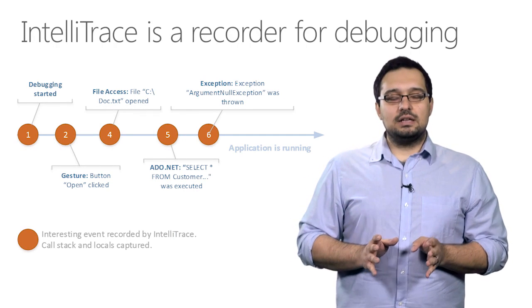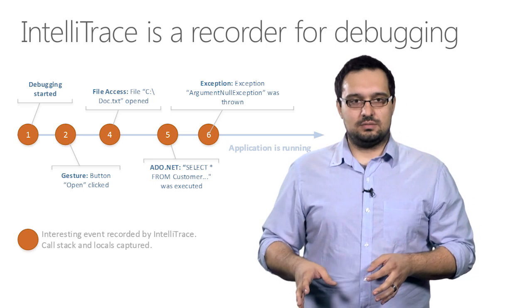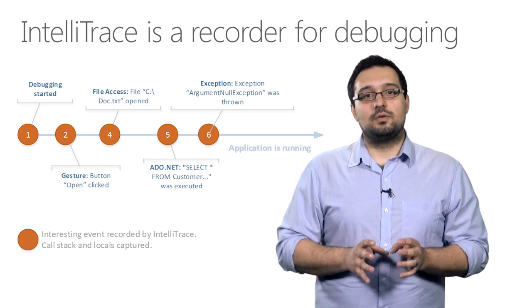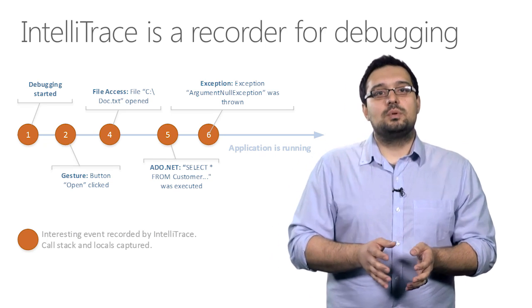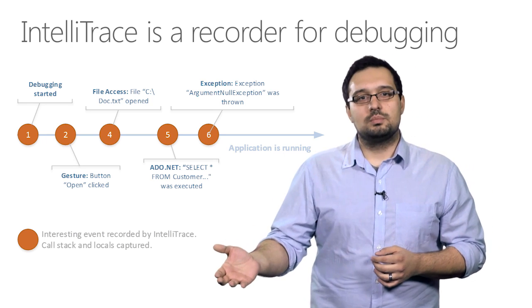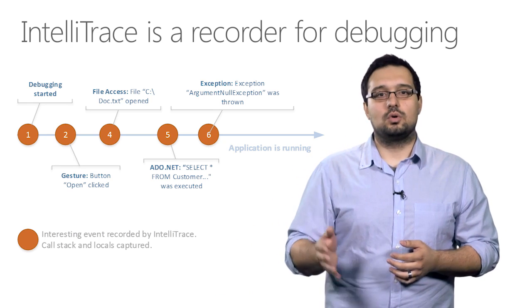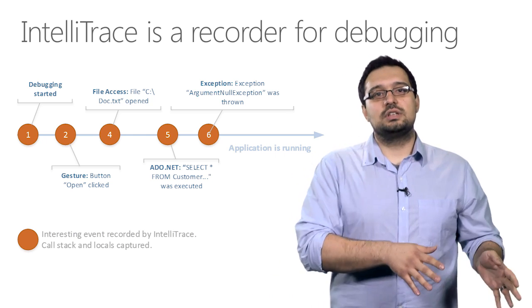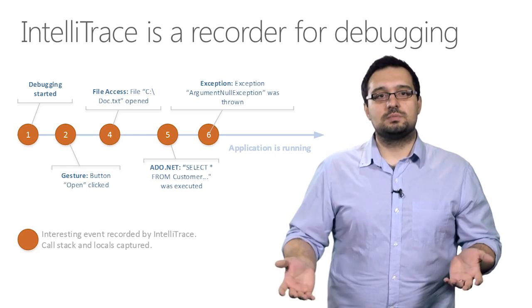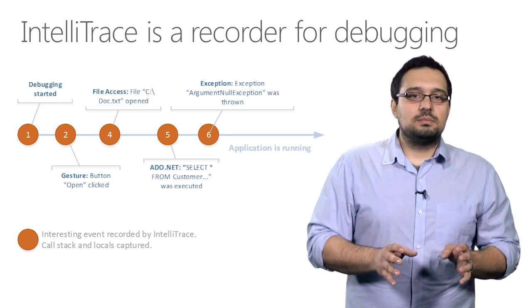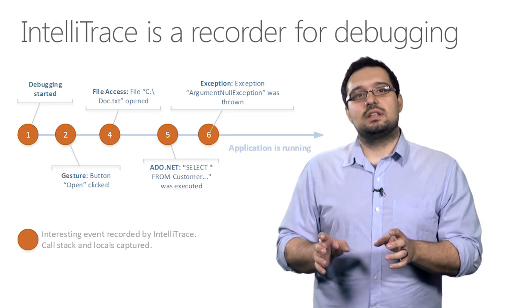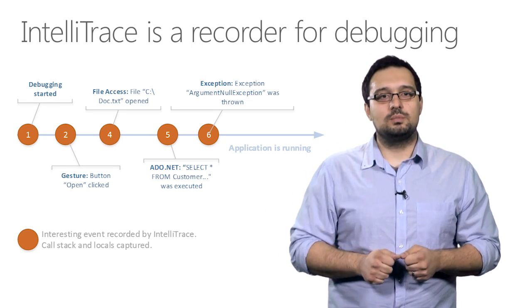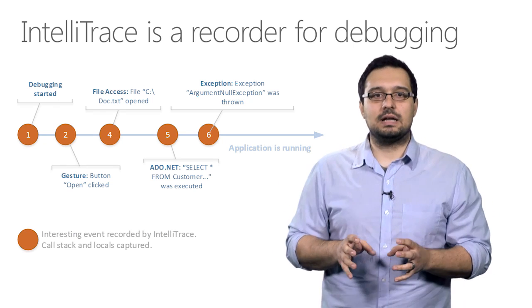In a nutshell, IntelliTrace is a recorder for your debugging session. As your application is running, IntelliTrace is monitoring it for interesting events. Some examples of interesting events are the user performing a gesture such as clicking a button or closing a window, accessing files such as configuration files, executing SQL, or throwing exceptions, amongst many others. Every time IntelliTrace detects an interesting event taking place, it captures the call stack along with some local variable information for that particular moment in time.